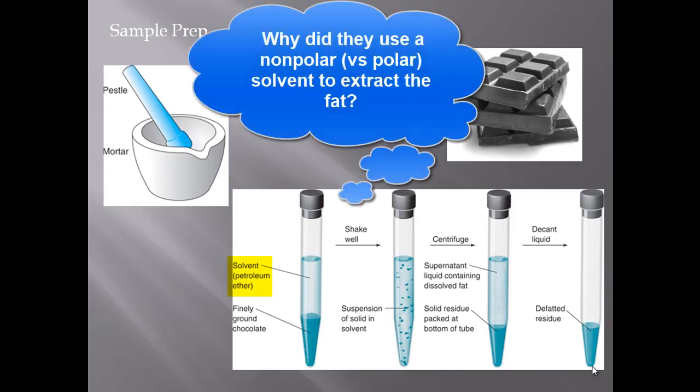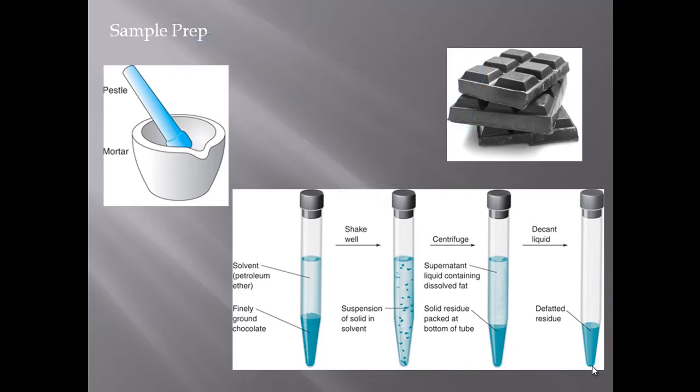A good question to ask yourself is, why did they use an organic solvent or a non-polar solvent versus a polar solvent to try and extract the fat? You have to also realize that caffeine and theobromine, which are the things that they're trying to analyze, are not soluble in this organic solvent. That's a clue. So they put the cap on the centrifuge tube and then they shook it really, really hard to try and make a suspension of the solid in the solvent.